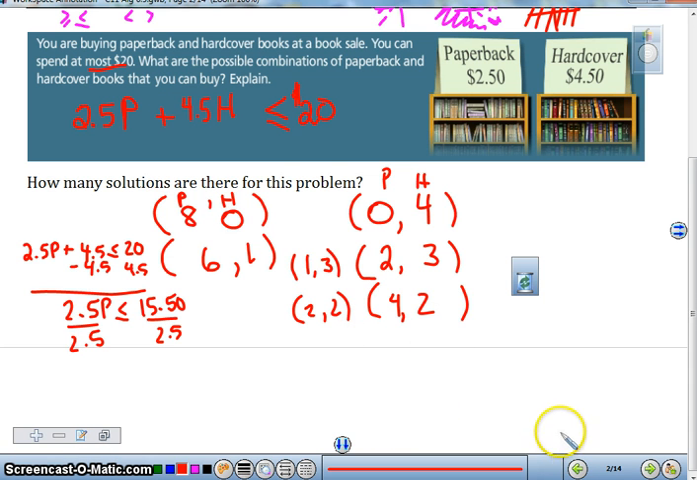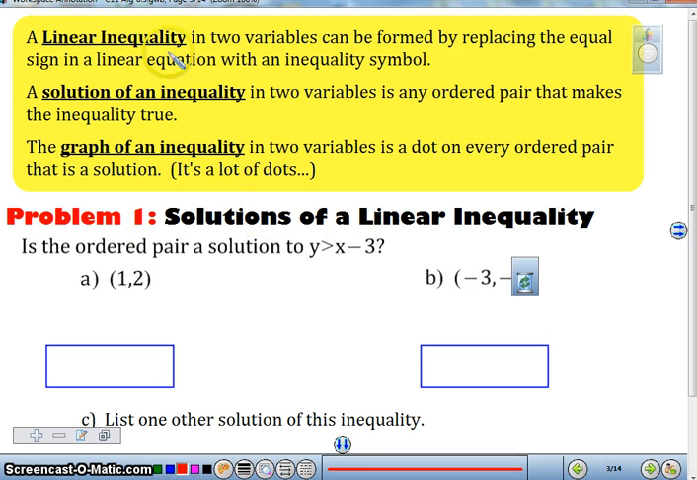So there's many points that are solutions to this, and there's no way we want to try and list them. So this is where graphing inequalities comes in really nicely. A linear inequality of two variables is formed by replacing the equal sign with an inequality. What are we talking about for our inequalities? That's going to be our less than or our greater than, less or equal or greater or equal. The solution to the inequalities is still going to be that ordered pair, x comma y, that makes it true. The graph of an inequality in two variables has a dot on every ordered pair that is a solution.